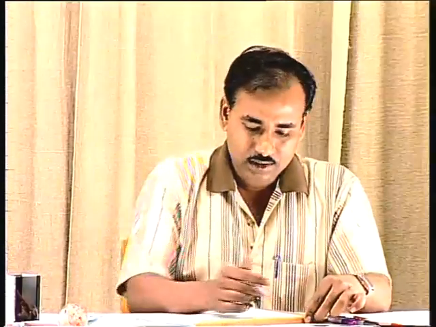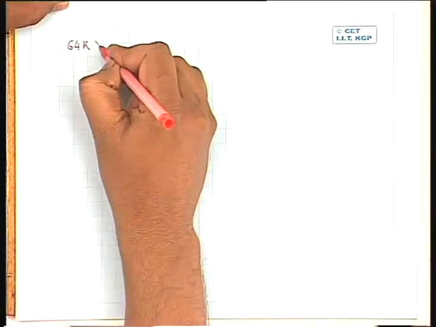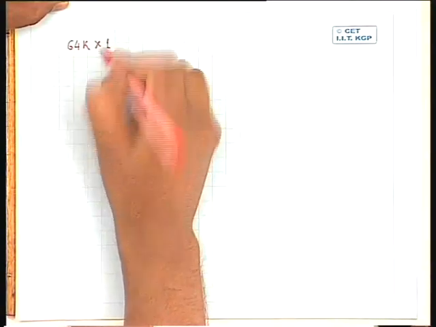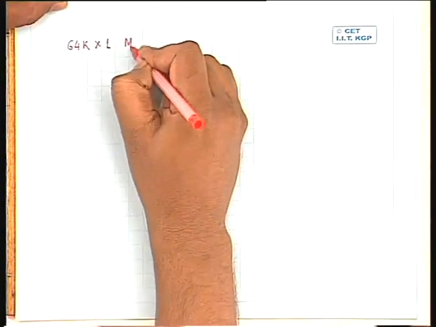Using this, if I want to implement a memory, let us take a memory of say 64K, where every location will contain just 1 bit. So I want to have a 64K by 1 memory organization.